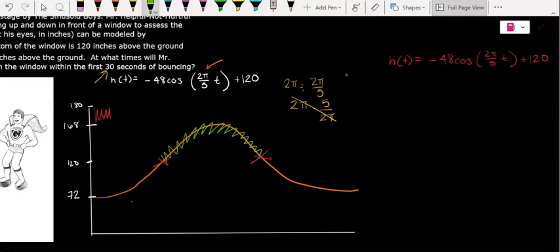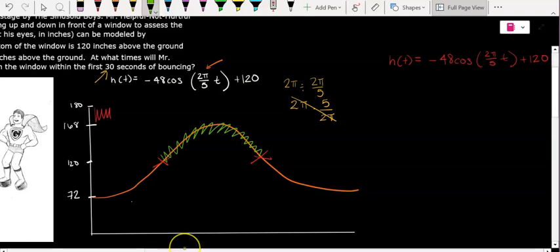Now, I know the height, but that's not what I'm solving for. It's asking me at what times. So remember that this is height as a function of time, so that means that time is going to be my x-axis. So I'm solving for what are those x-coordinates when I'm right there, okay?